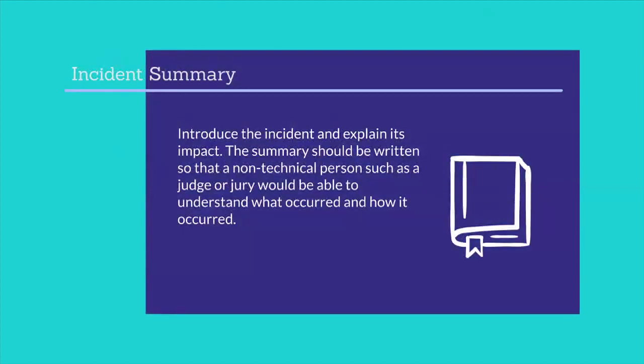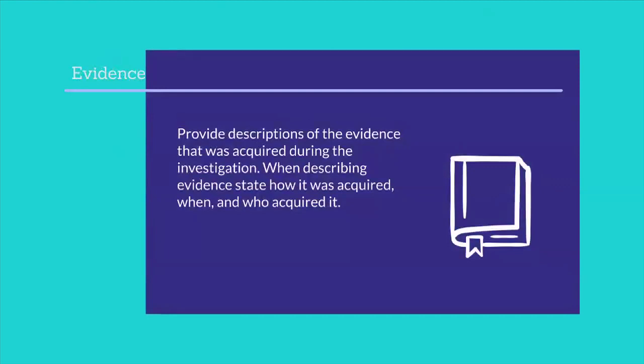Incident summary: introduce the incident and explain its impact. The summary should be written so that a non-technical person, such as a judge or jury, would be able to understand what occurred and how it occurred. Evidence: provide descriptions of the evidence that was acquired during the investigation. When describing evidence, state how it was acquired, when, and who acquired it.